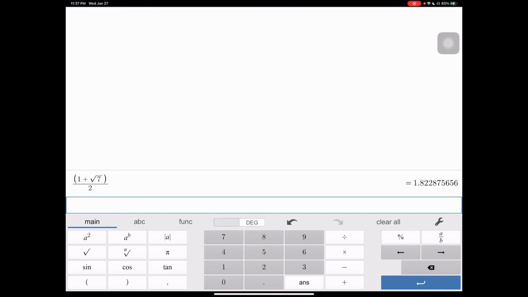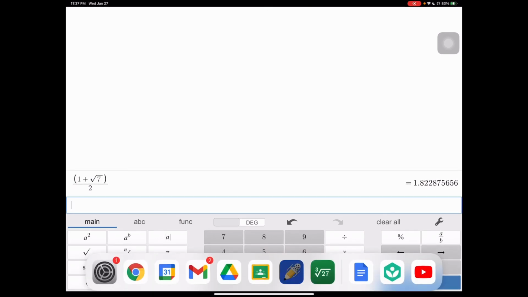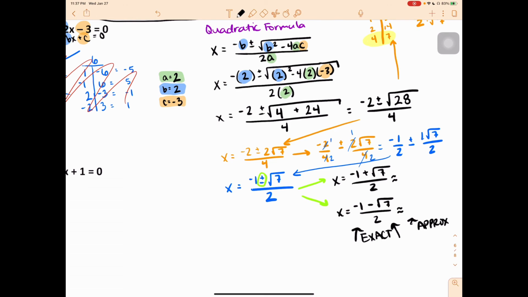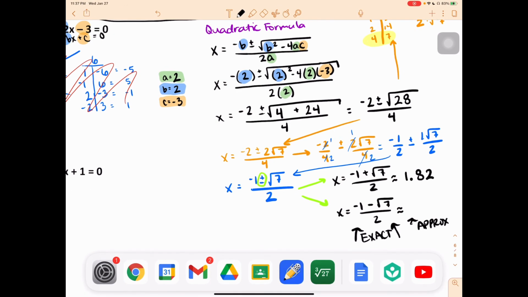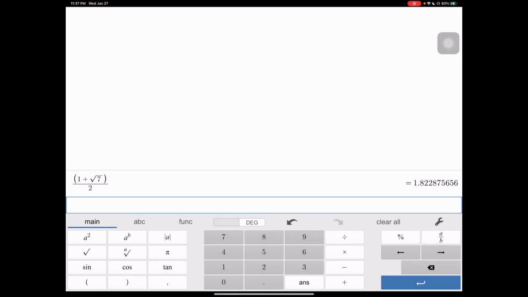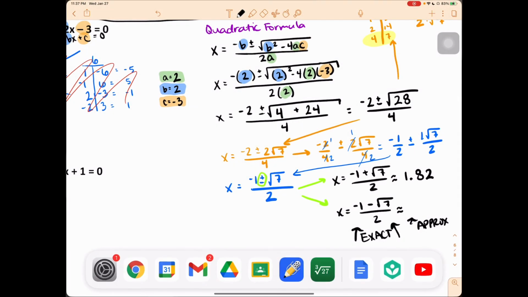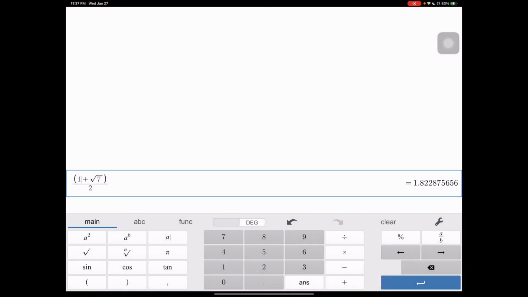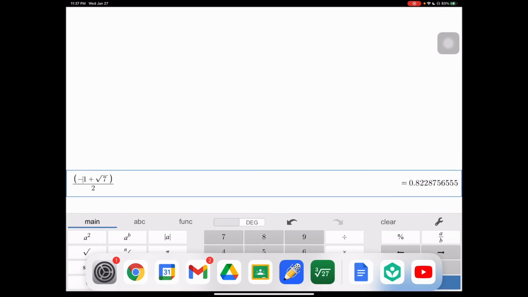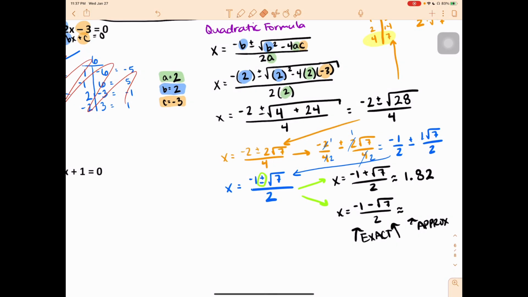So this is about equal to 1.82. So negative 1 plus root 7 is 1.82. Oh, shoot, it is negative 1. Excuse me. I don't think I've ever said shoot in a video. All right, so this is a negative 1. I'm sorry. Negative 1 plus root 7 all over 2 is 0.822. So we'll just round it to the nearest hundredth there, 0.82.